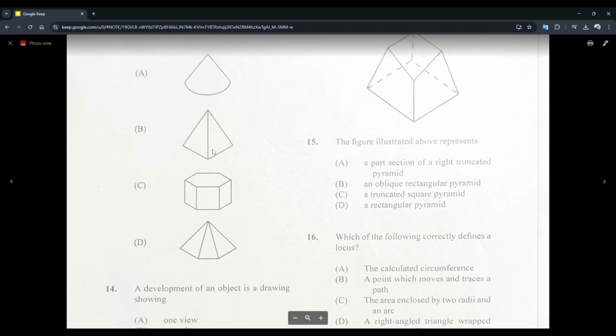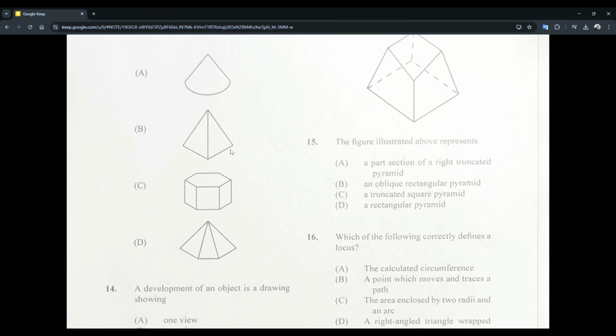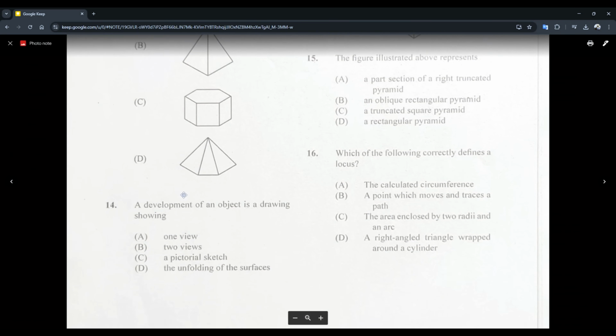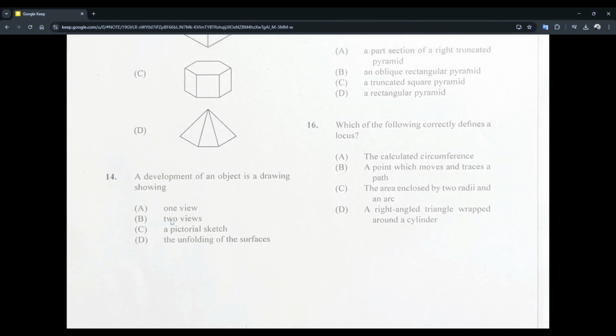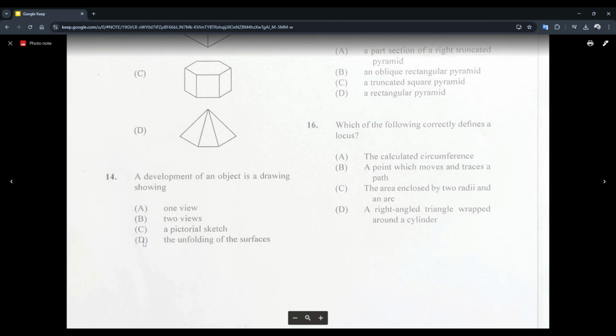And the answer is B, right? Common question, B. So the base of this pyramid is square. Number 14, a development of an object is a drawing showing one view, 2 views, a pictorial sketch, or the unfolding of the surfaces. The answer is D.